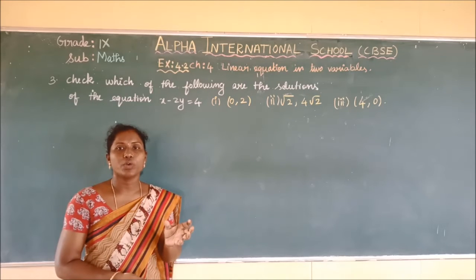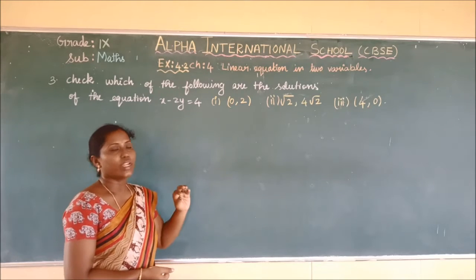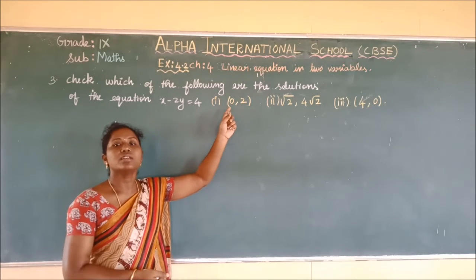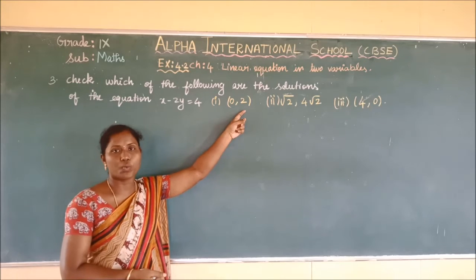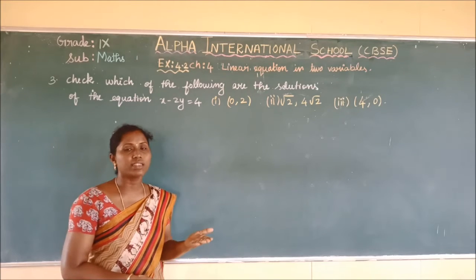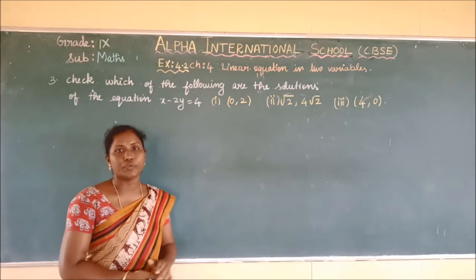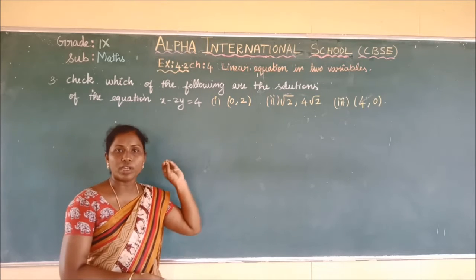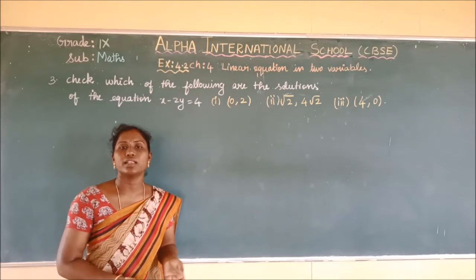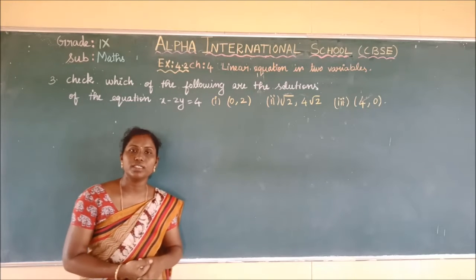Whenever you are going to check whether it is a solution or not, that solution must satisfy this equation. For example, here 0, 2. Whenever we have a pair like this, the first value is for x and the second value is for y. So you have to substitute the values for x and y, and check whether the right hand side value is equal to the left hand side value. So here we have x minus 2y is equal to 4. Whenever we substitute these x and y values, if we get the value as 4, then it is a solution of this equation. If we get other values, it is not a solution of this equation. This way only we are going to solve this problem here.